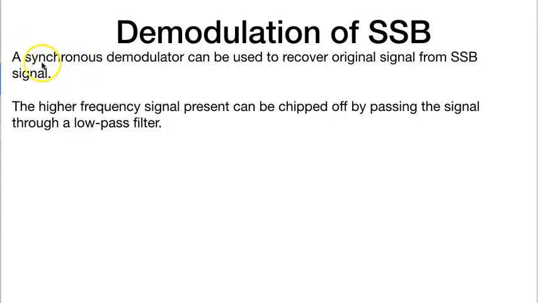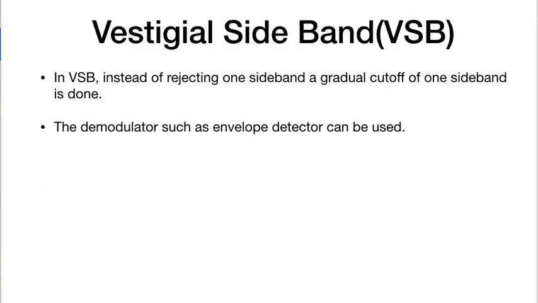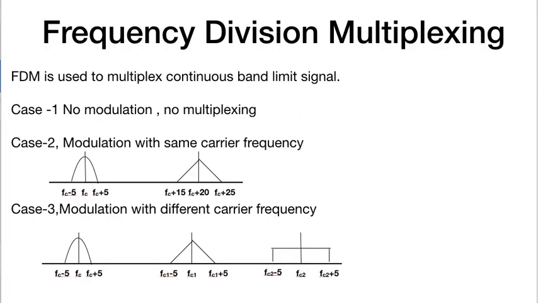Demodulation of SSB signal. A synchronous demodulator can be used to recover the original signal from the SSB signal. The higher frequency signal present can be chopped off by passing the signal through a low-pass filter. Now talking about vestigial sideband. In vestigial sideband, instead of rejecting one sideband, which we have earlier seen in the SSB case, there is a gradual cutoff of the other sideband. With the help of an envelope detector, you can demodulate the signal.